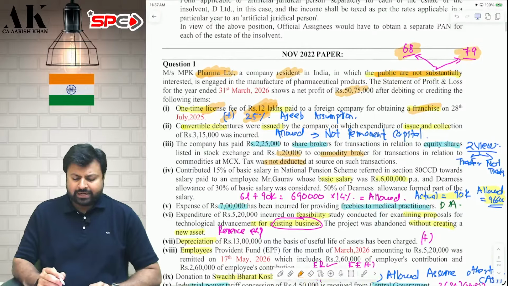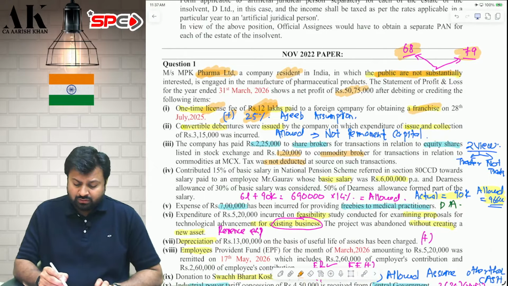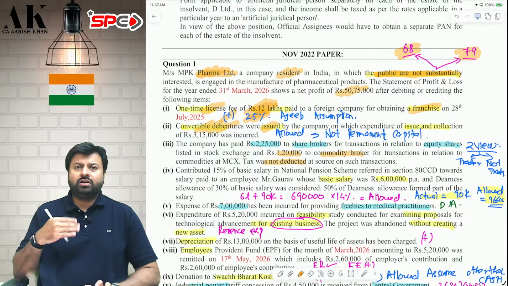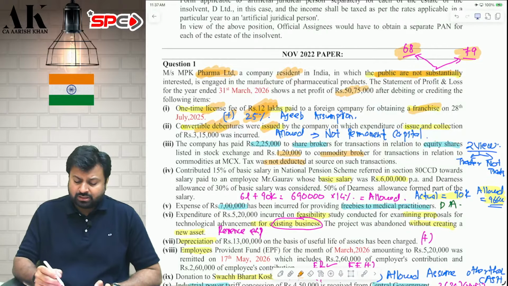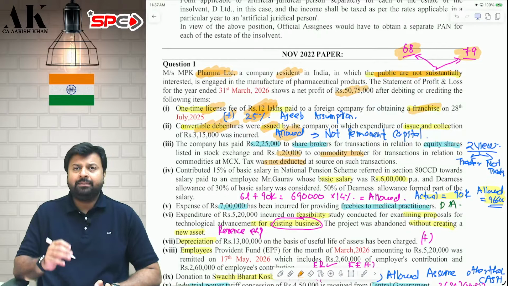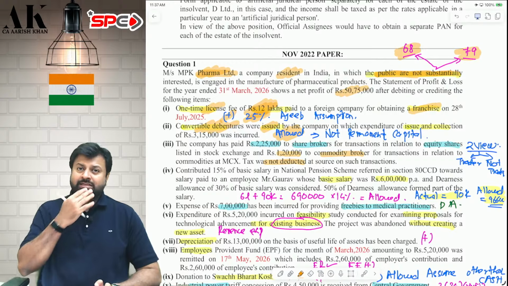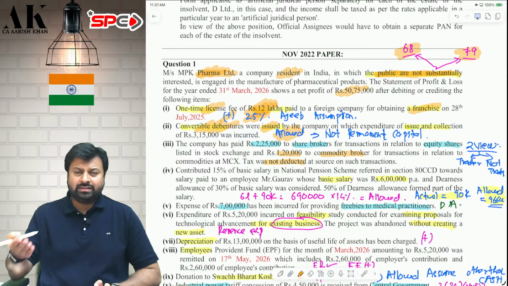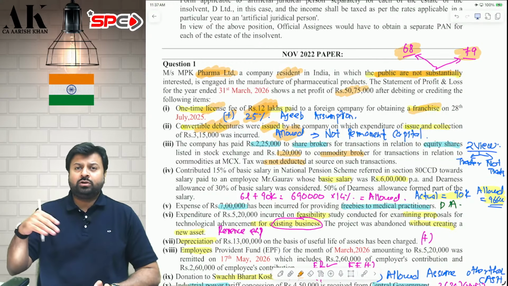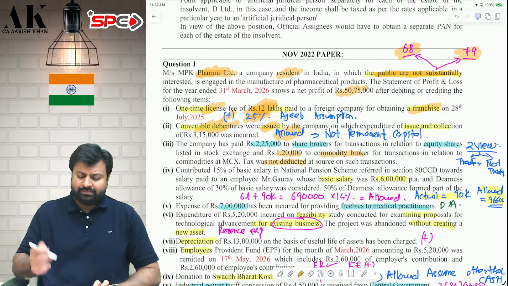Now, second, you are incurring some expenses on what? On issue of convertible debentures. If you incur some expense on issuing convertible debentures, it's not a capital expenditure. It is allowed as a deduction. Therefore, you can claim it, because issuing convertible debentures does not lead to permanent capital in the business.